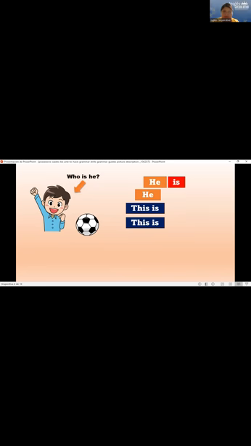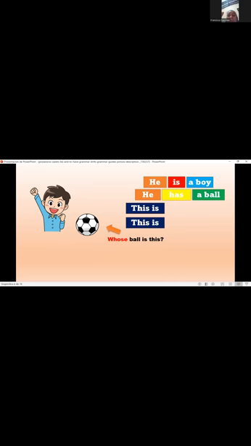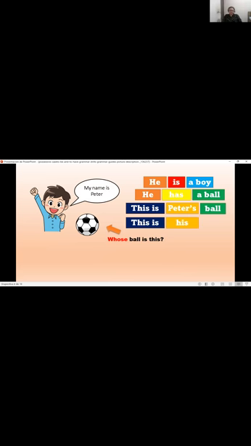Okay, who is he? He is a boy. What does he have? ¿Qué tiene? A balloon. A ball. This is Peter's ball. Okay, we're going to be checking this in a moment.